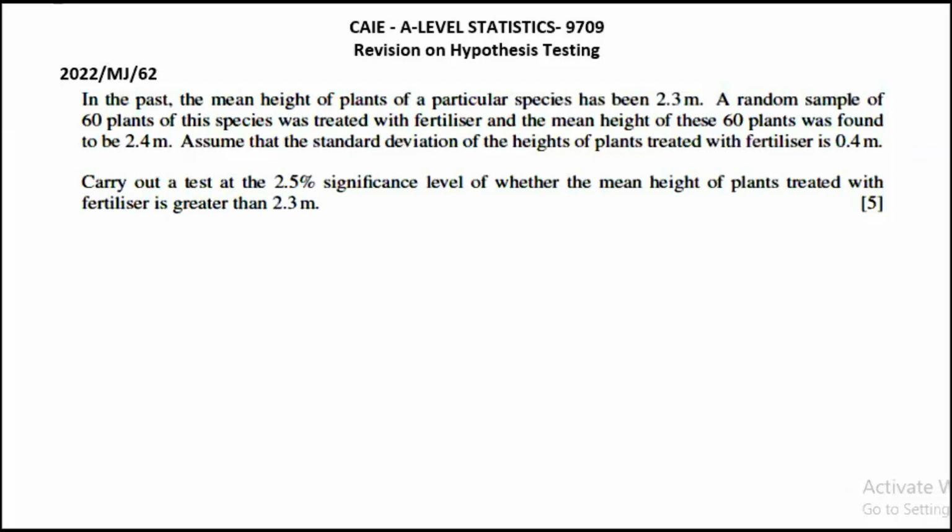Today we will be continuing with hypothesis testing. Today I've taken the 2022 May-June paper. Let's start with this question.